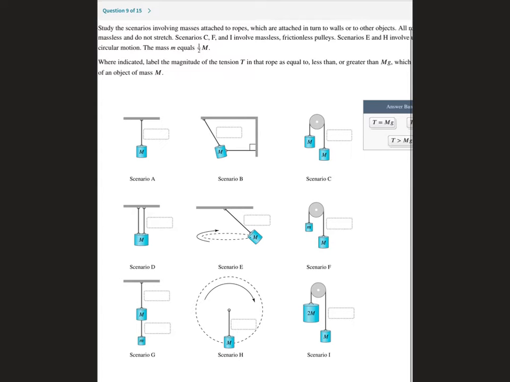Physics 101 Dynamics homework number 9. This one's a little tricky. A few of the parts are a little tricky. It helps to draw a diagram, a free body diagram.